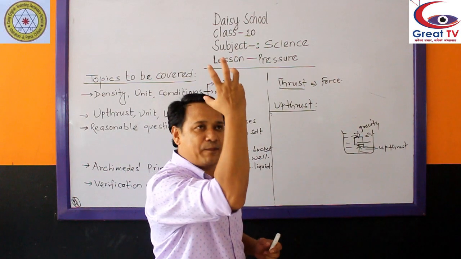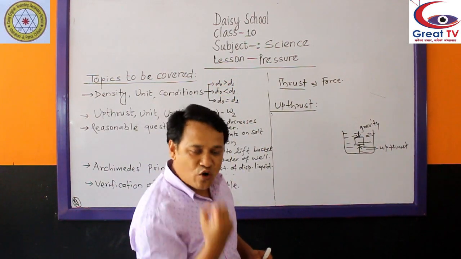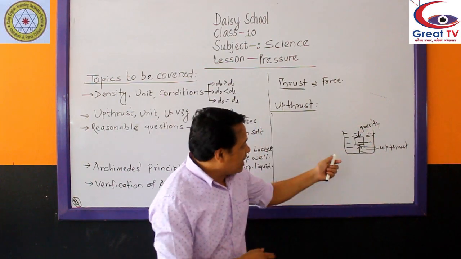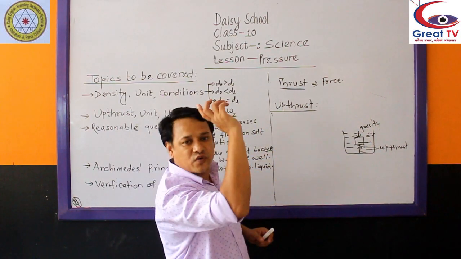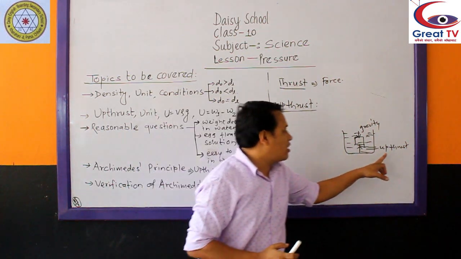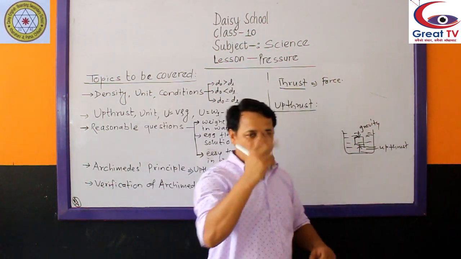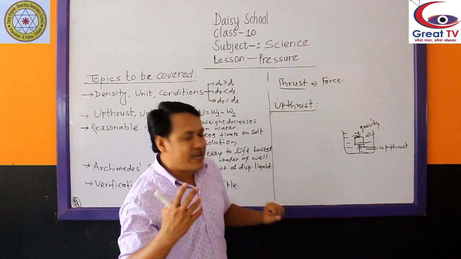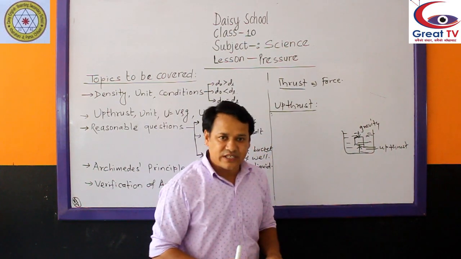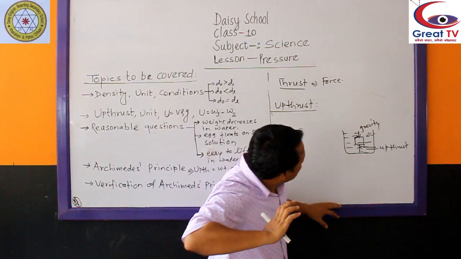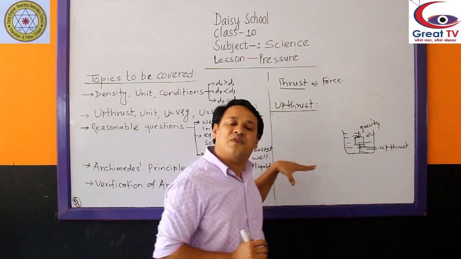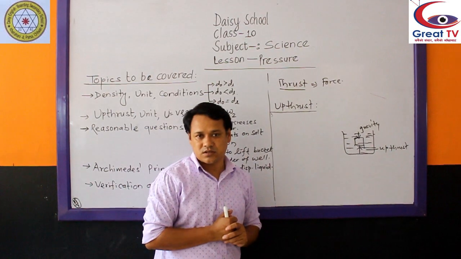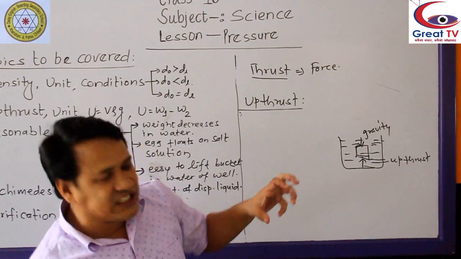Okay? Downward force, gravity. Our earth pulls every object towards its center. That is the downward force, gravity. And at the same time, liquid or water exerts an upward force. That is called upthrust. Two forces are coming into action. So the resultant or net upward force given by the liquid on the surface of an object kept in it is called upthrust. Upthrust means net upward force.